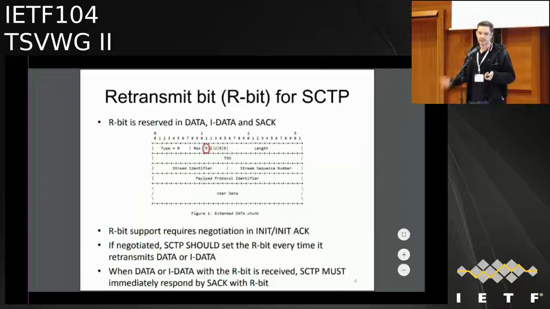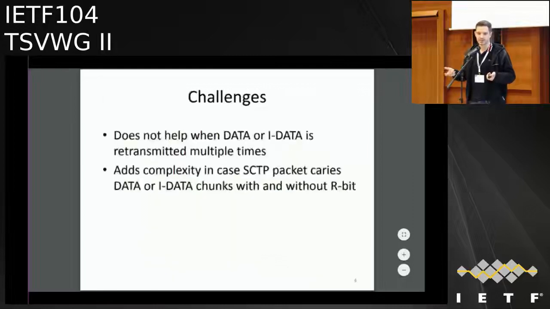set. So when the SACK is received back, we can distinguish: if the SACK doesn't include the R bit, it means original data is acknowledged. If it includes the R bit, that is the retransmitted one. I mean, it's straightforward for implementation. There are a couple of challenges. The first challenge is that if the same data was retransmitted multiple times, then you can't distinguish between those retransmitted data.